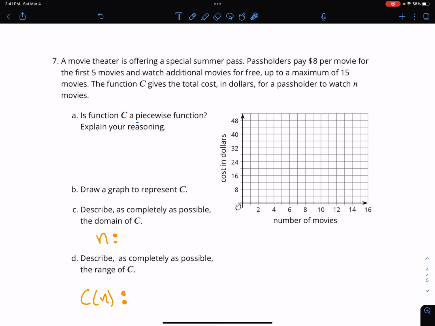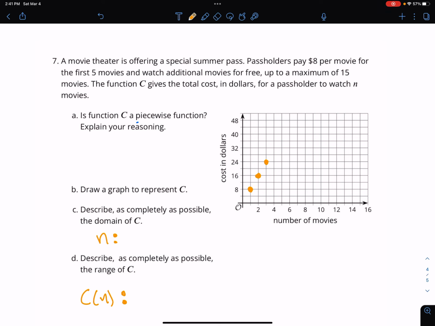So it says $8 per movie. So if you watch 1 movie, guess how much you're going to pay? $8. Piece of cake. I'm going to put a point right there. You watch 2 movies, it's going to be 2 times 8, $16. Let's start plotting them. So the 1 movie is $8. You go watch a second movie. Now you've paid $16 in total. You go watch this third movie. You paid $24.